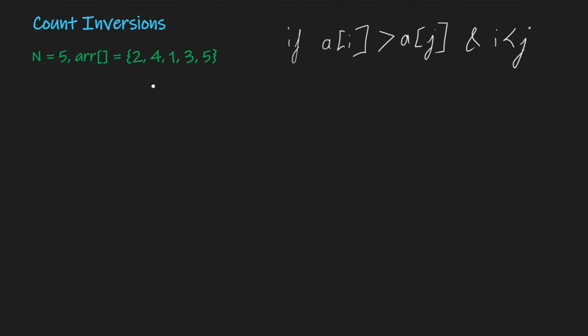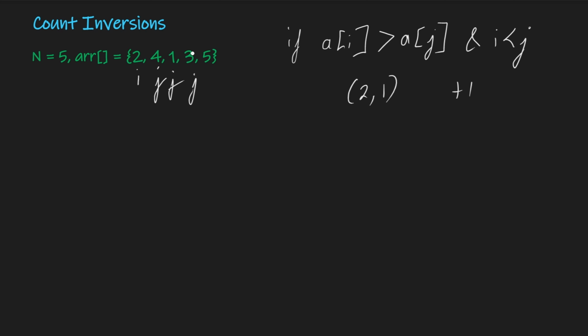Here, with the help of this example, I will show you how you can use this condition to count the inversions. Let's say we are starting i from here and we have started j here. We can check if a of i is greater than a of j here. No. Then j will come here. Now 2 is greater than 1, then there is one inversion, 2 comma 1 we have got.